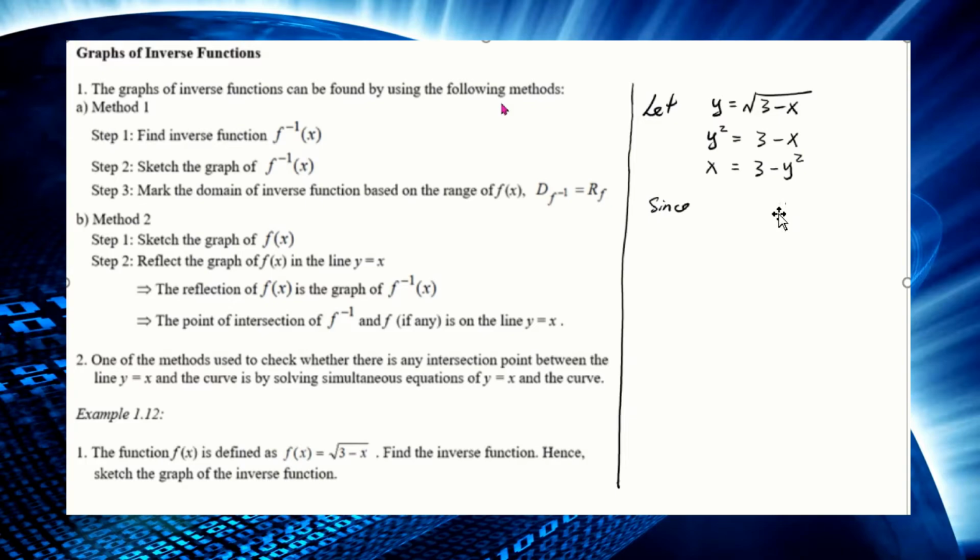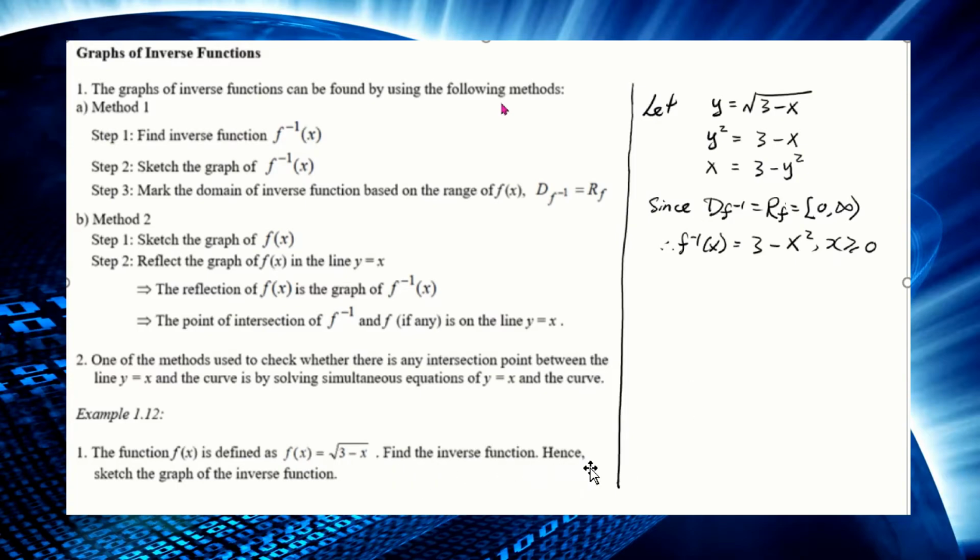So we always refer the domain of the inverse back to the range of the original function. So this means the range of the function f is greater than or equal to 0. So therefore the inverse function for f of x is 3 minus x squared, where the domain x is greater than or equal to 0.